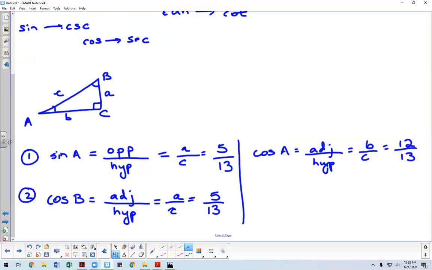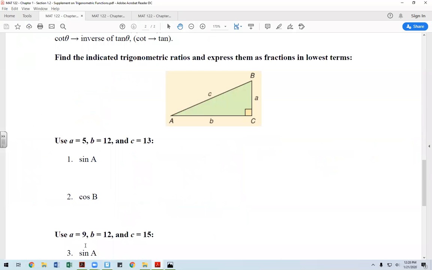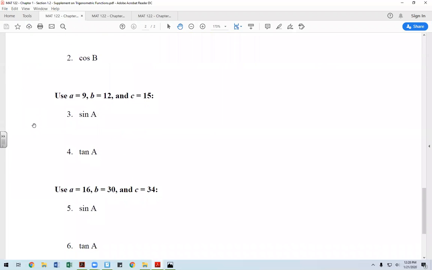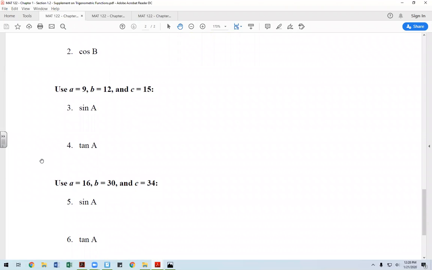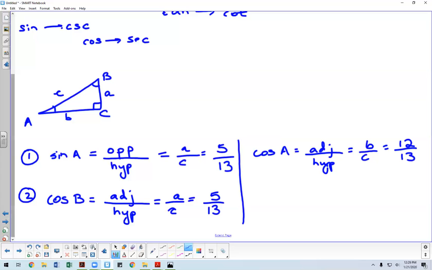Alrighty, let's do number 4 so we can talk about the tangent function here. So this time they're telling us the values of A, B, and C are 9, 12, and 15 respectively. So here you will of course see that some of these values can be reduced down, right? So anytime you're working with fractions, we always want to reduce our fraction. So let's look at 4, tangent of A.